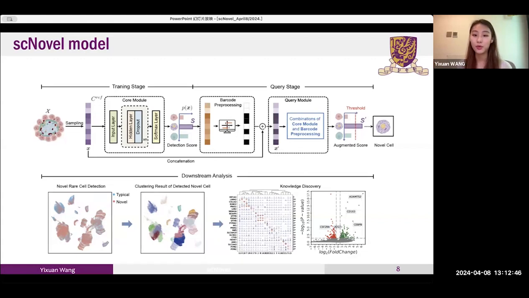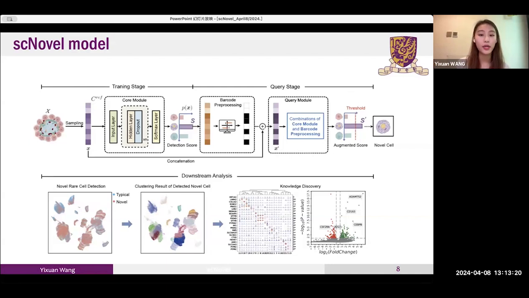Our special design for the novel rare cell type detection task, in terms of module design, is that we incorporate the barcode pre-processing module, and we also divide the query stage into the parallel query stage and the sequential query stage, with different combinations of the core module and the barcode pre-processing module. I will talk in a little more detail about this part later.